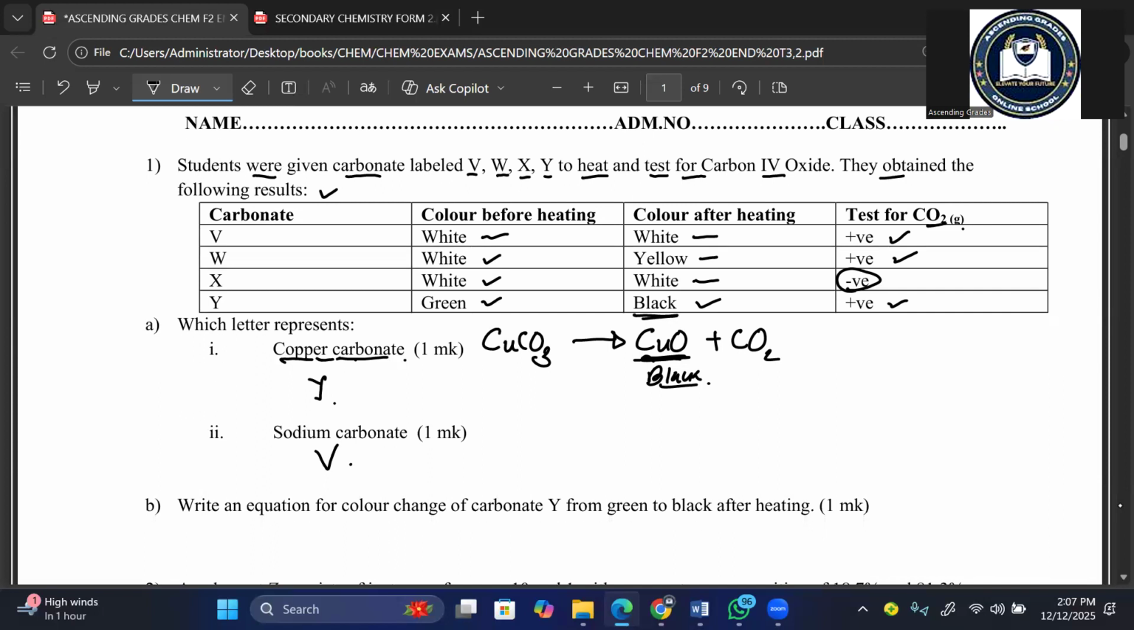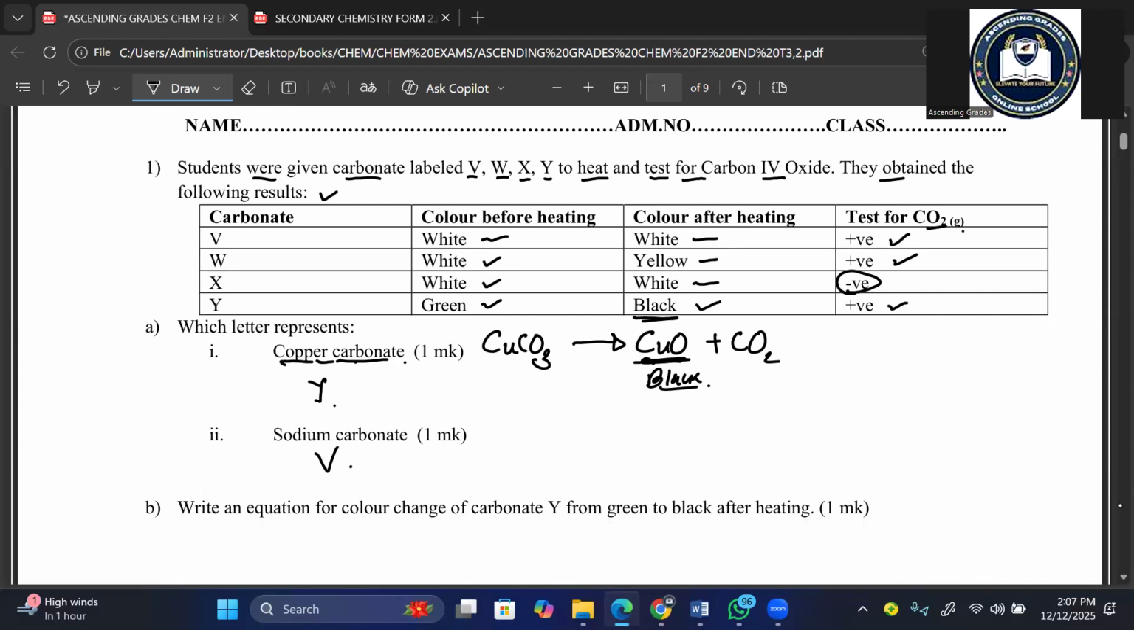You are told to write an equation for the color change of carbonate Y from green to black after heating. And I think I have already written, but we can still rewrite it. So it is copper carbonate, in solid state. So after heating, you get a black copper (II) oxide, still a solid, plus carbon (IV) oxide, like that.